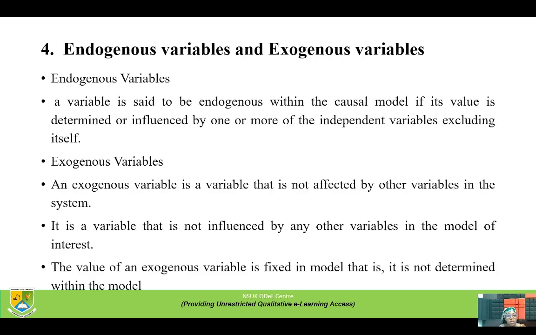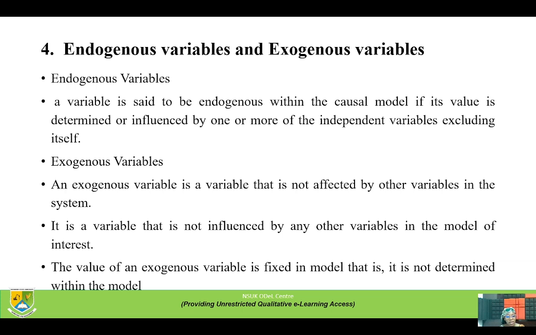Other classifications of a variable are endogenous variables and exogenous variables. Endogenous variables. A variable is said to be endogenous within the causal model if its value is determined or influenced by one or more of the independent variables, excluding itself.